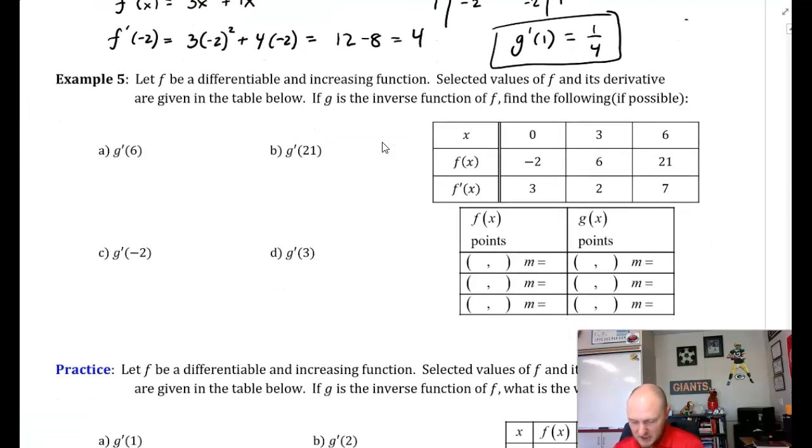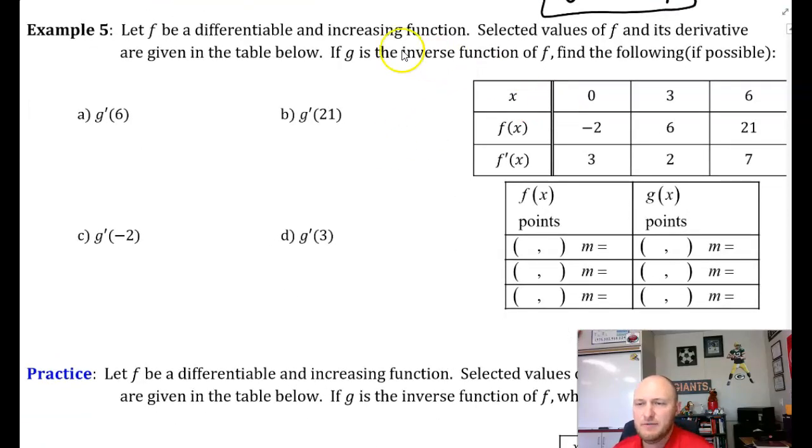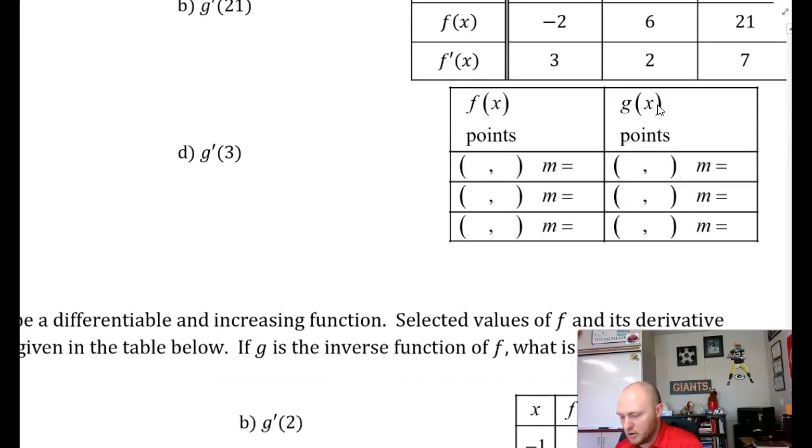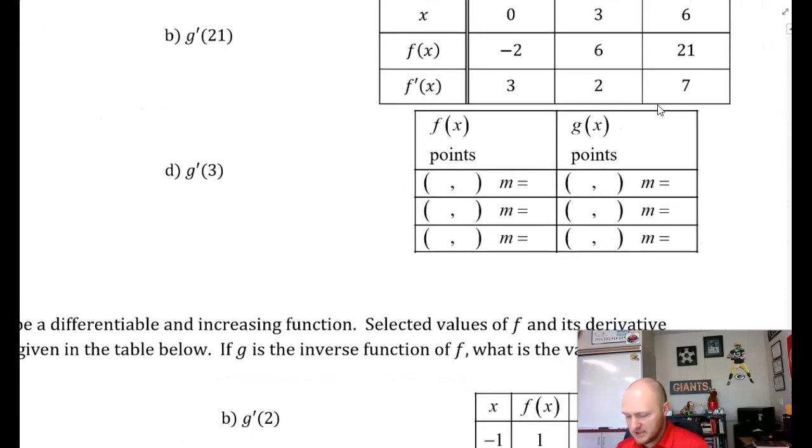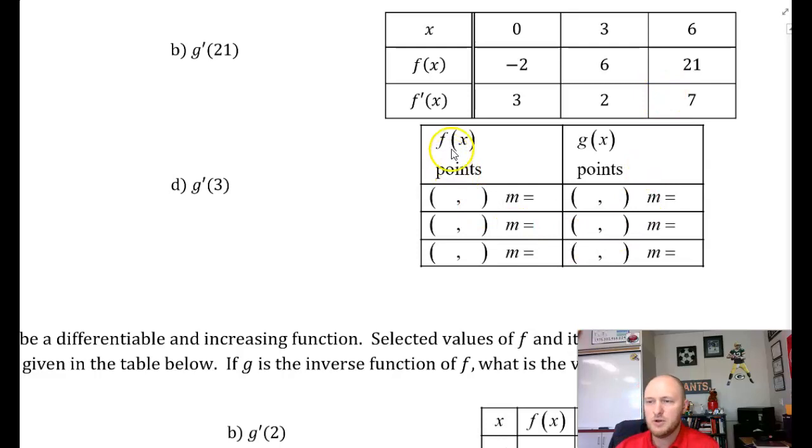Example 5. This time they say let f be a differentiable, increasing function. Selected values of f and its derivative are given in the table below. If g is the inverse function of f, find the following, if possible. They're going to ask us some questions about g prime, but notice I'm not given any information about g. I'm just given a table of values about f. So what I recommend doing is making this table for all of these problems. If you get a problem like this on the AP test or on your homework, I want you to make this table where you have f of x and g of x, and all you're going to do is list the points and their slopes.